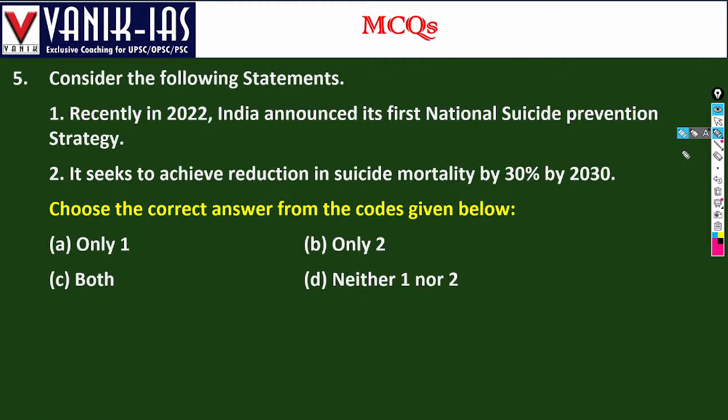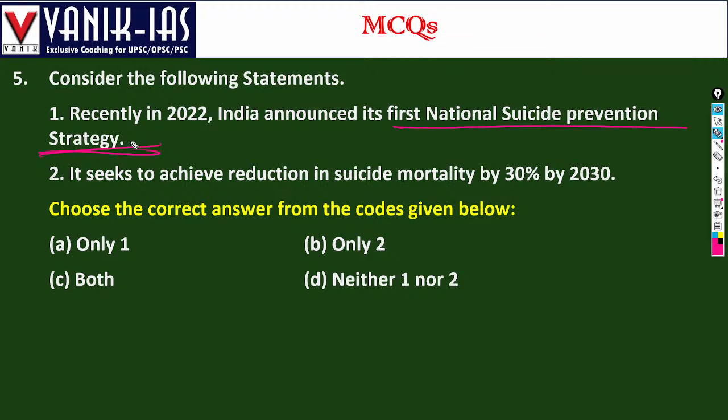Consider the following statements. In November 2022, India announced its first national suicide prevention strategy. It seeks to achieve a reduction in suicide mortality by 30% by 2030. Yes, we now have a suicide prevention strategy.